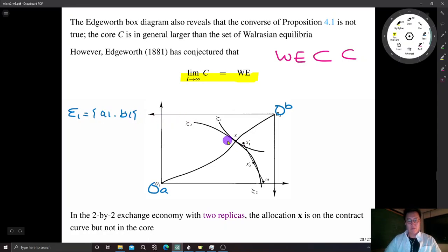So if we think about the contract curve in this Edgeworth box, because we have the initial endowment vector right here, we can draw two indifference curves through this initial endowment. Say this is the indifference curve for type B. And then this is the indifference curve for type A passing through the initial endowment. And then the contract curve is defined as the portion of the Pareto set between these two indifference curves. So allocation X is on the contract curve. So that is one element of the core in this economy.